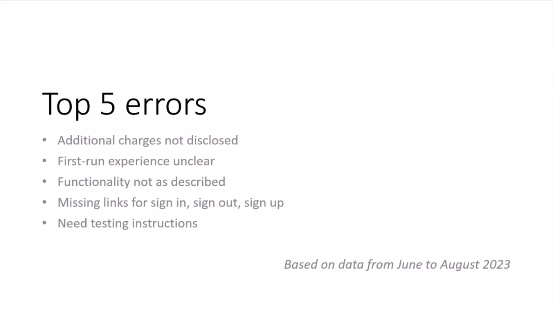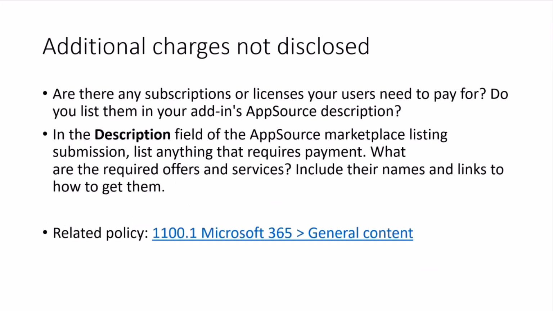So first off, we have that additional charges are not disclosed. So if you have any subscriptions, licenses, any services or offers connected to your add-in that you tell people about and say, hey, if you use my add-in, you can do this, this, this, then make sure to include those in the description of your listing on AppSource. You can find that in the submission field. There's a description field that you can use. So you can say, hey, these are the services, give links to them so people also know how to get at them and are able to purchase them or whatever. So they know what's involved when they sign up for your add-in.